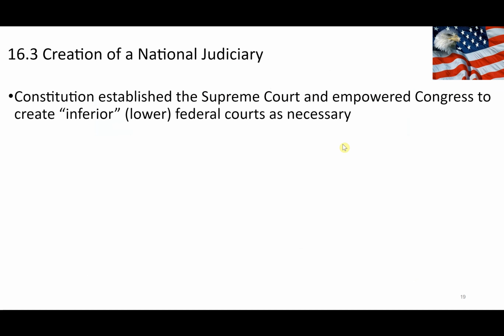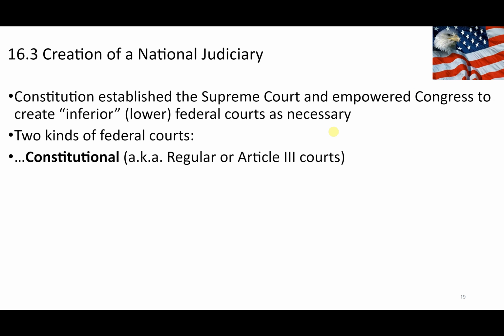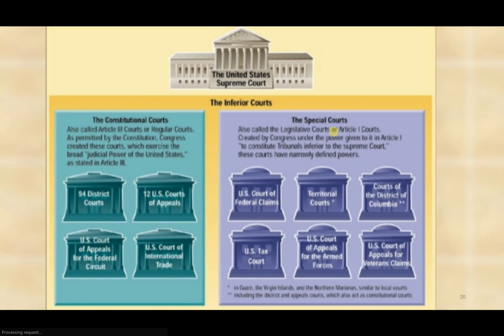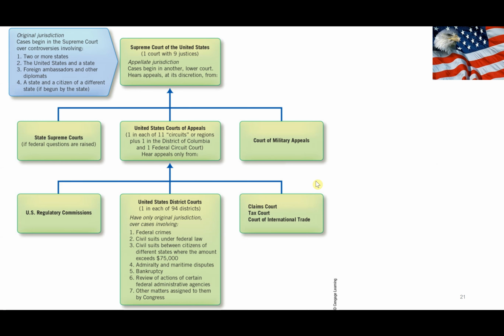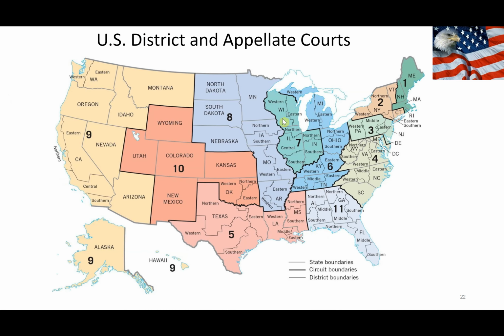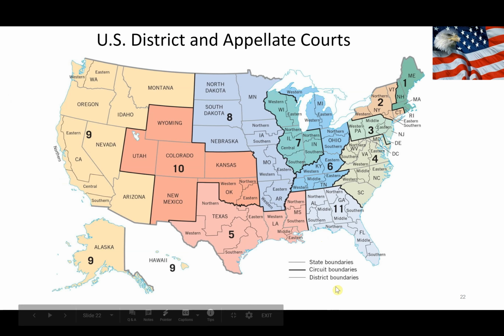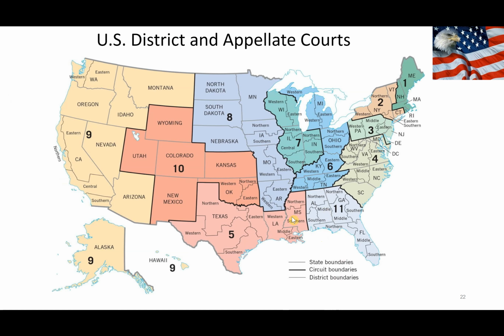So, the Constitution established the Supreme Court and empowered Congress to create lower federal courts as necessary. You have two kinds of federal courts: constitutional, regular, or Article III courts, and special, legislative, or Article I courts. This basically breaks down which types of courts fall into special courts or constitutional courts. This also explains how lower federal court cases can be filtered through the lower court system up to the national judiciary. This is a nice little breakdown of the district boundaries as well as the circuit boundaries.